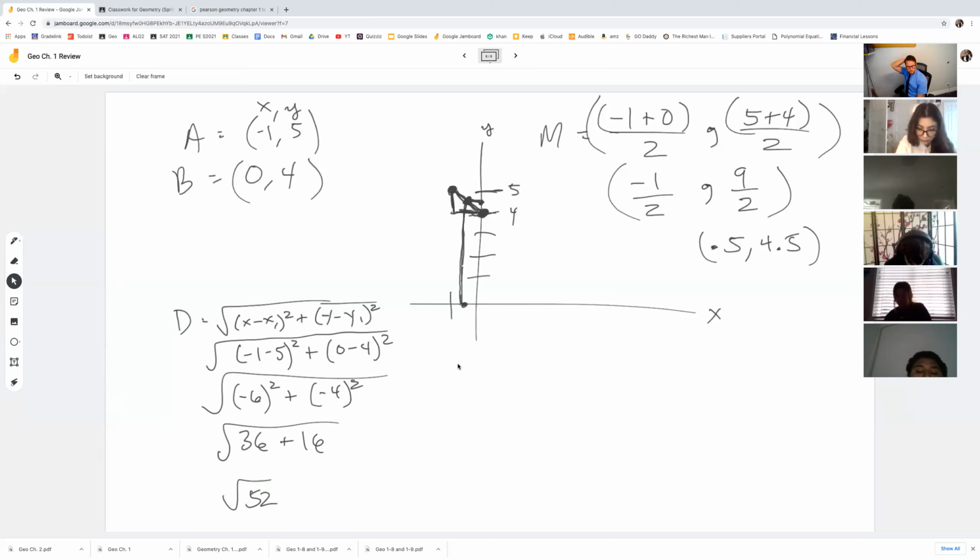Okay? Now, the question is, can you take anything out of that? Well, you could take a 4 out of that. You could do square root of 4 times the square root of 13, which is equal to 2 square root of 13. So the distance, let me just make sure I didn't make a mess. 36, 16, 52.